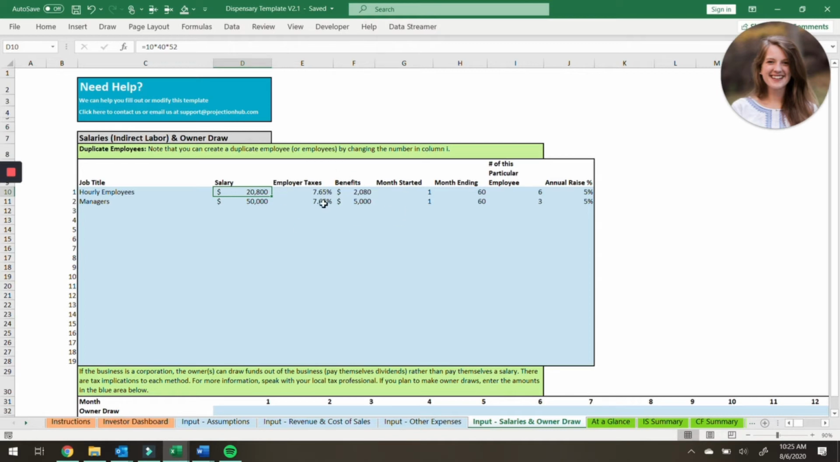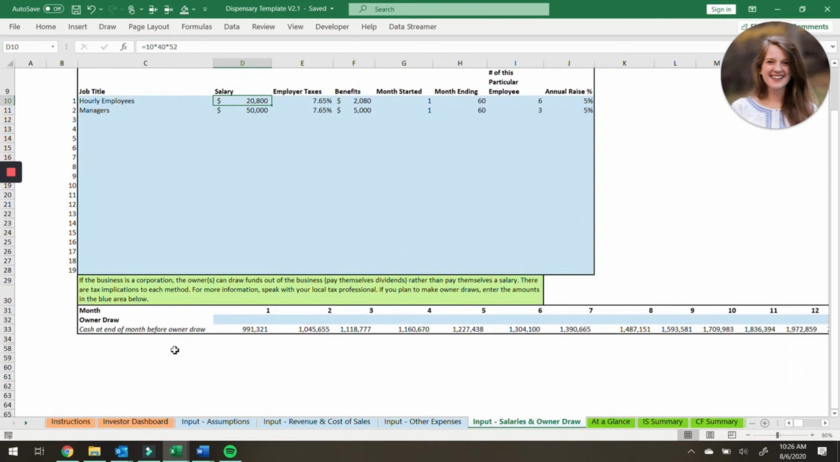There's also employer taxes and benefits. You can enter the month they start, as well as their ending month. Note the model is only 60 months, so ending month 60 is going to put them all throughout the model. And then you can also enter the number of that particular employee. So if there's 3 or 6 or whatever it might be, you can enter those here, give them an annual raise percent. We also have owner draw down here.